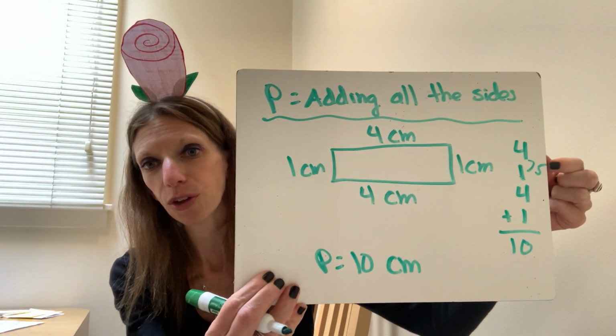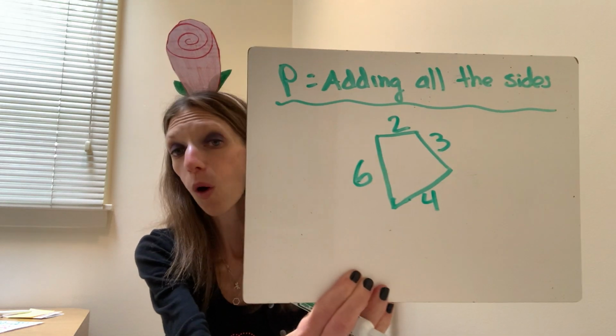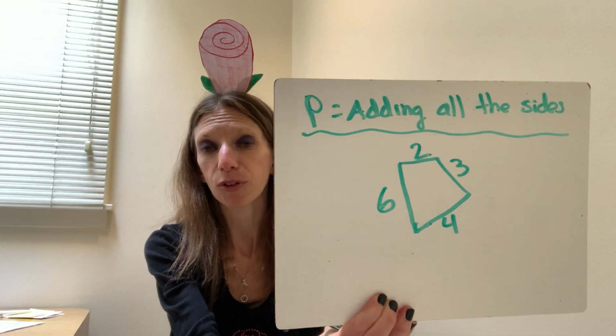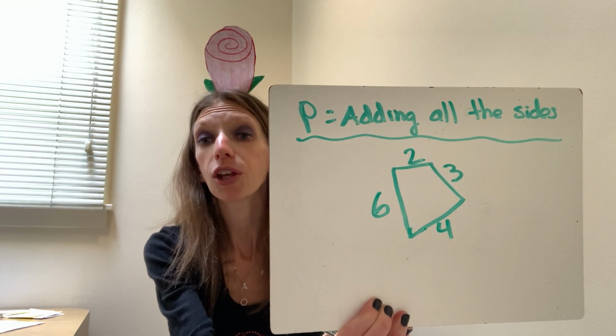Remember that sideways caret I taught you how to use? So you may want to use that today, especially if you have more than 4 sides to add, and you will. Okay, let's do another one. I'll try to do a different shape for you. This is going to be 2, 3, 4, and 6. Okay, so now this is one where all the sides are different. Now it doesn't matter because you can still find the perimeter by adding everything up. Now notice there's nothing labeled here, so we're going to call it units.